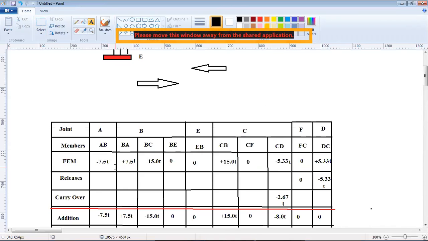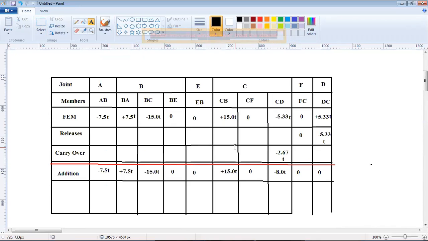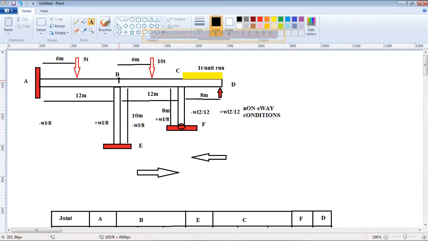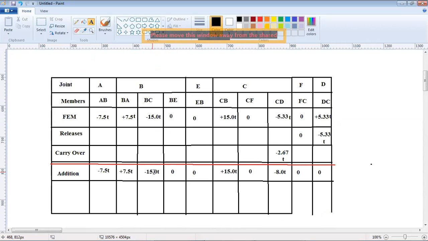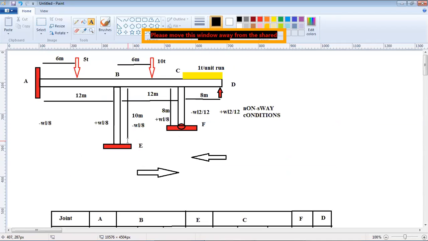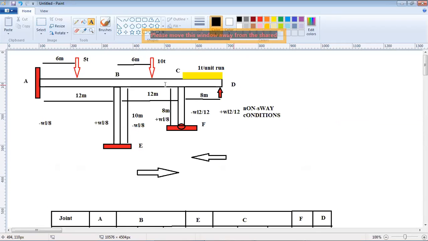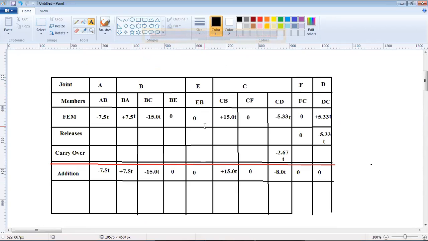at A is minus 7.5 T. At B, it should be stable. So if it's stable at B, BA, BC, and BE together should be 0. The summation of moments at B should be 0. But as we see, they are not 0. At E, similarly, there is a fixed moment, which is actually 0 here. At C, the three moments CB, CF, and CD should be equal to 0. They are not. Similarly, at F, it's already 0, and at D, it's simply supported, it's 0, 0.